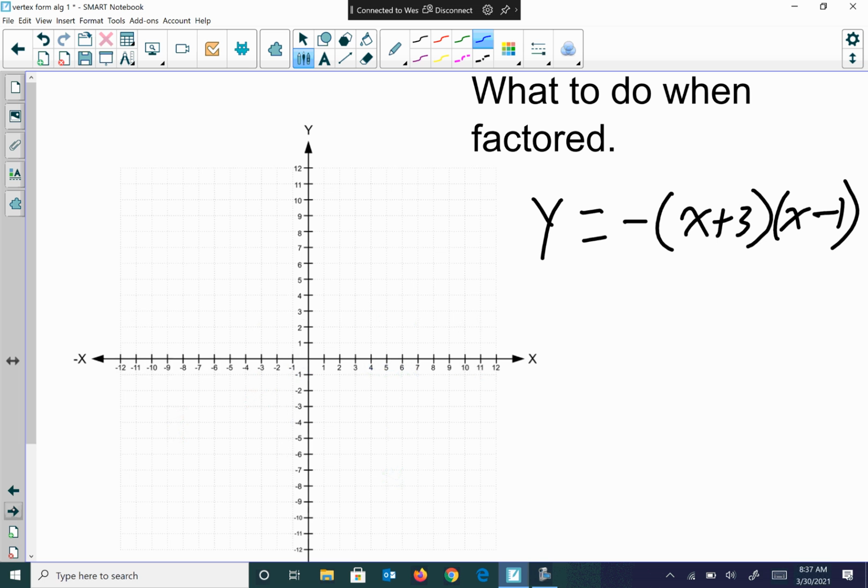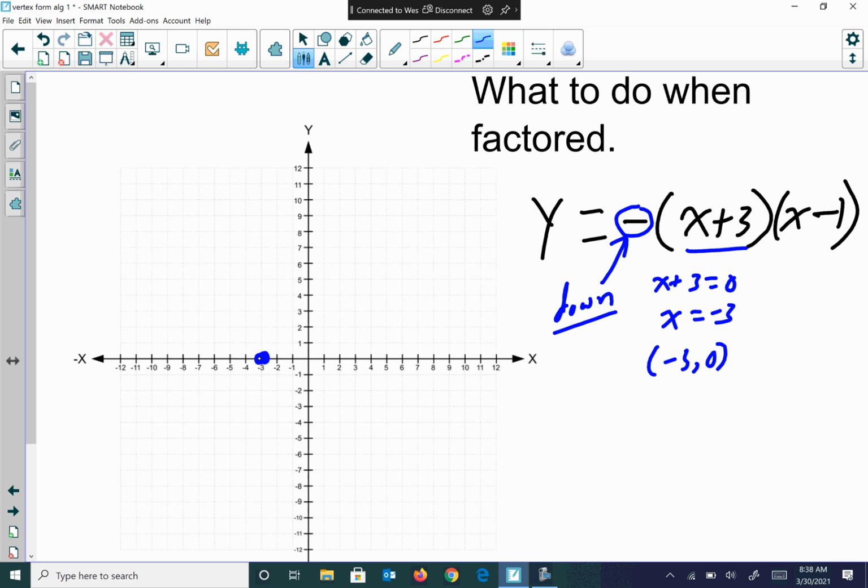This next problem is in factored form. Okay, so what does this negative do? It's going to go down. Good. Okay, this is going to give me x plus 3 equals 0. So subtract 3 from both sides. So I get negative 3 comma 0. This is going to give me x minus 1 equals 0. Add 1 to both sides. So I get 1. So I get 1 comma 0.